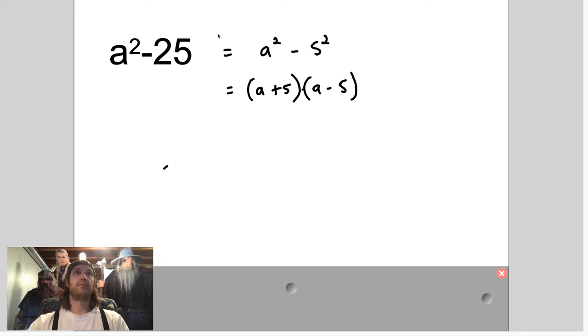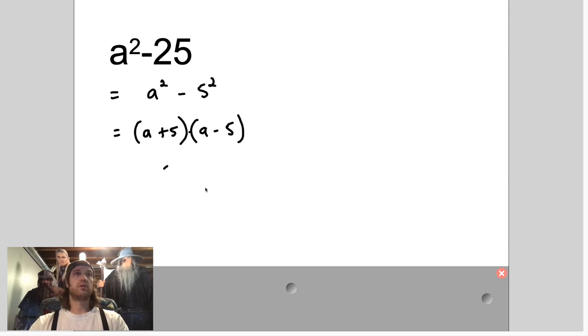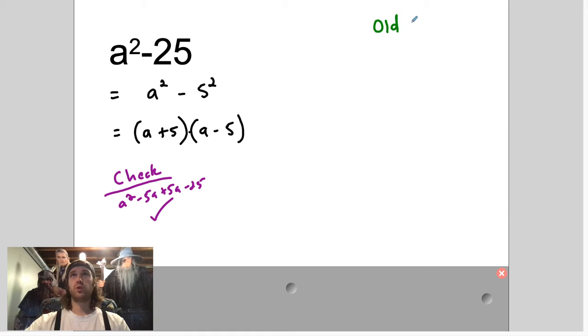Actually, I'm going to move this a little bit. I'm going to move this down here. Do some shifting around. I'm going to check my work, and you can sit here and check as much as you want. a times a is a squared minus 5a plus 5a minus 25. Middle terms cancel out. We're left with what we started with. So we know that it works out. Now, if we were to do this by the old method, this would be the old way.